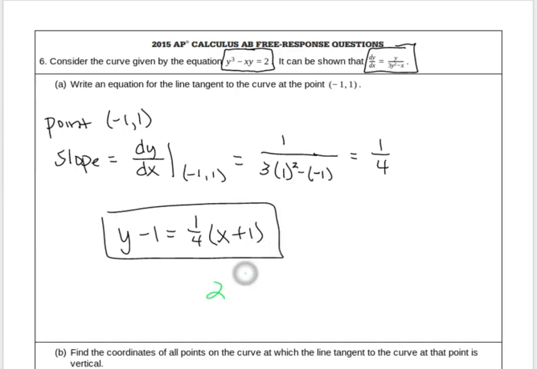This was worth 2 points. It was 1 point for actually getting your slope, so that 1/4, and then 1 point for the equation of your tangent line.